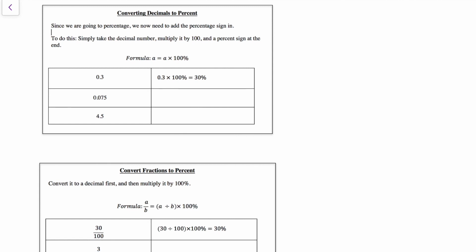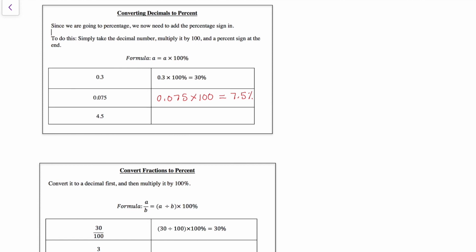Okay, so I'm going to do 0.075 times 100, and I get 7.5%. Careful here, it's not 75%, it's 7.5%. And a good indicator for me is I have a 0 in front of the 7, and so I know it's going to be a percent that's less than 10.